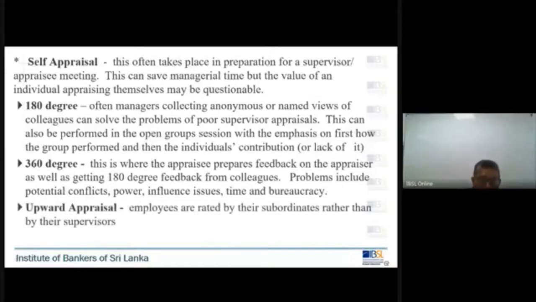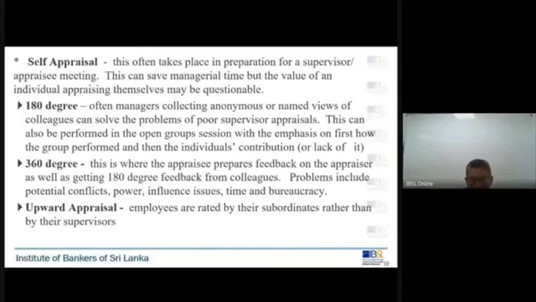Then sometimes employees are rated by their subordinates rather than by the superiors. One method is that. Now, usually up to now what we discussed, the boss evaluates you. But sometimes you are evaluated by your subordinates. There are different methods of evaluating, right? I just explained to you, there are different methods of evaluating you, right?